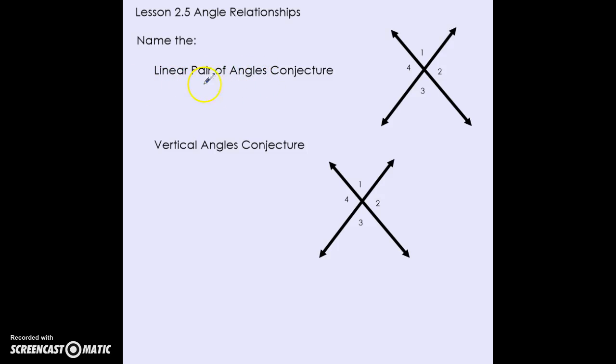And we've already talked about what they are. So a linear pair, remember, would be where they share a vertex and a common side, and their non-common sides form a line. For example, angles 1 and 4 would be a linear pair of angles, where they share this common side, they share a vertex, and then their non-common sides form this straight line. On this linear pair conjecture, it just simply means that they add up to 180 degrees. So angle 1 plus angle 4 equals 180 degrees. So the linear pair of angles conjecture states that they are supplementary.